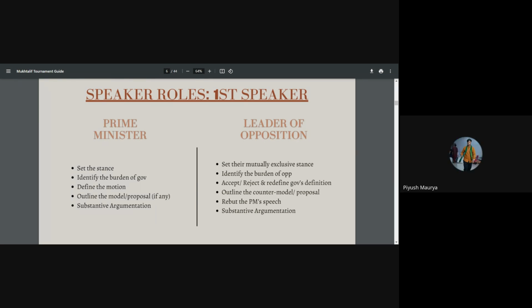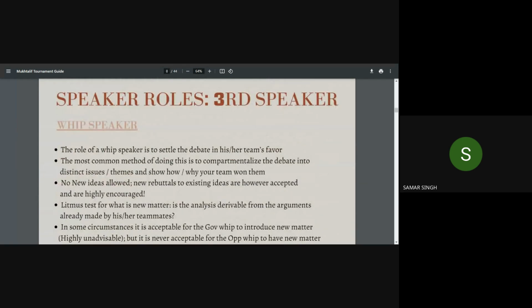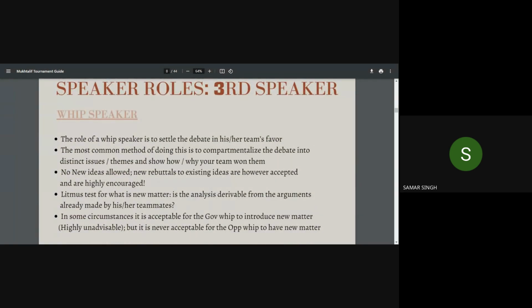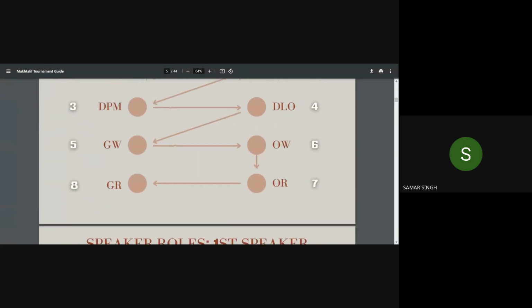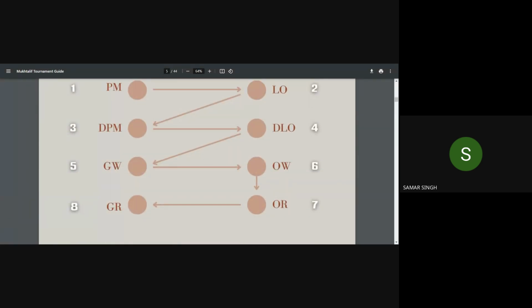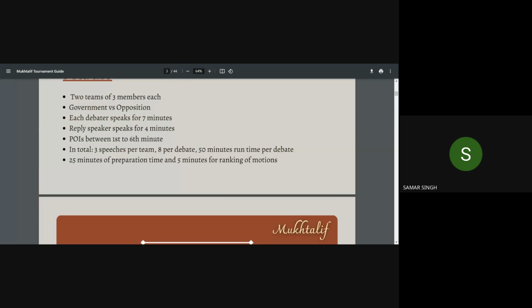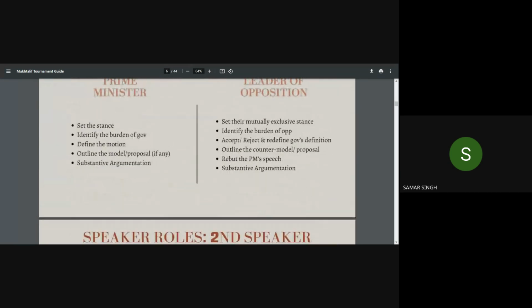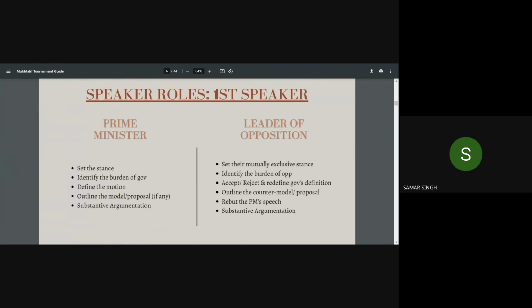So, what is a government whip? Government whip is the third speaker of your team. The role of government whip and what the government whip has to do will be discussed in furthermore of the session. Okay, so I guess no one has any doubt regarding the order of speeches and what the basic format of APD is. We'll move on with the speaker roles. What is Prime Minister, what is Leader of Opposition, and everything else.